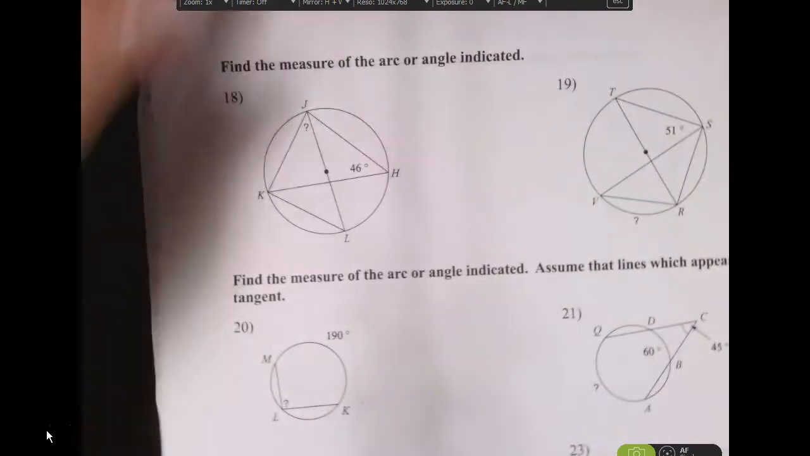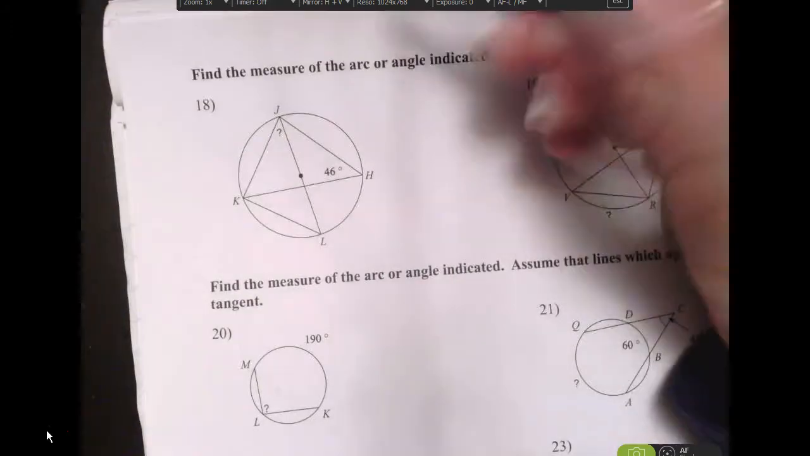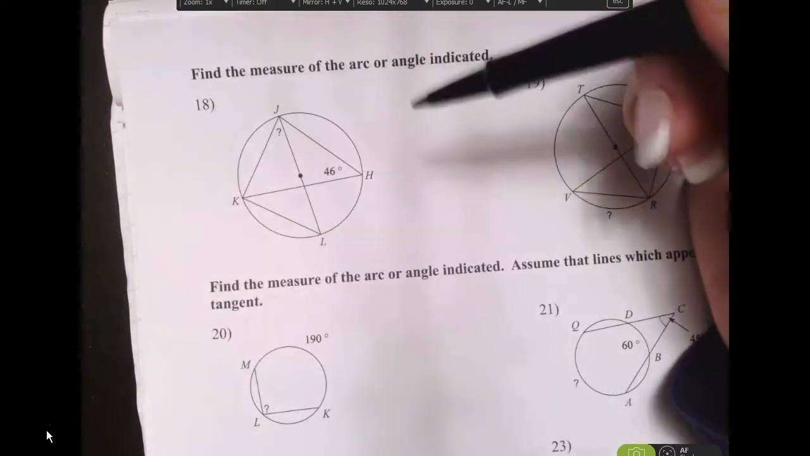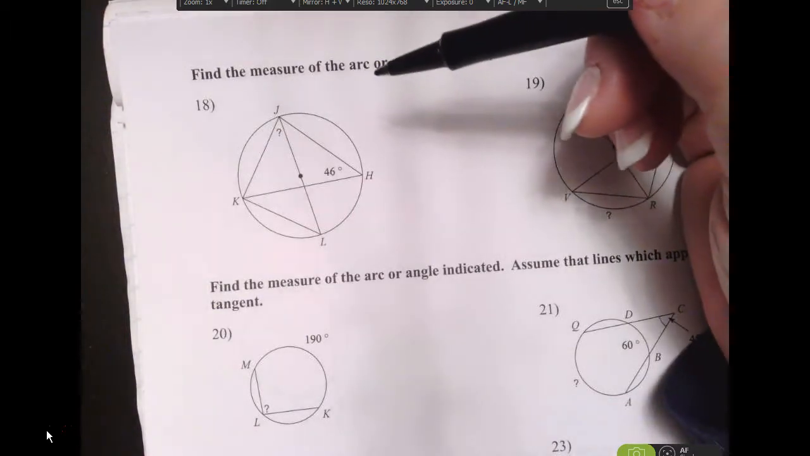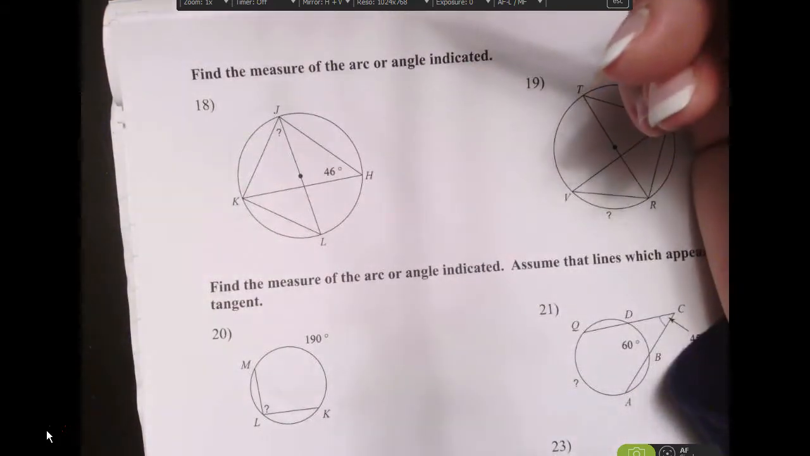In numbers 18 and 19, we're looking for arcs and angles, and I have a feeling that we've got some inscribed stuff going on. So here is a missing angle.